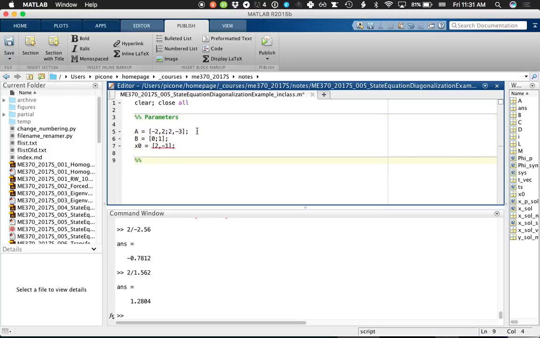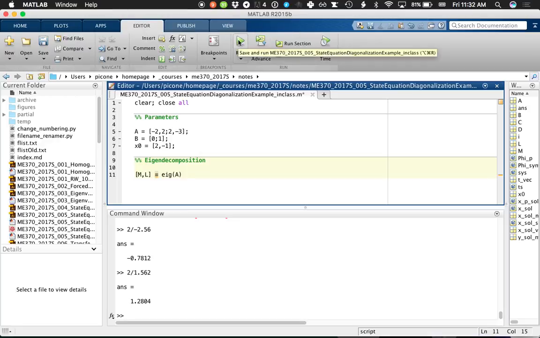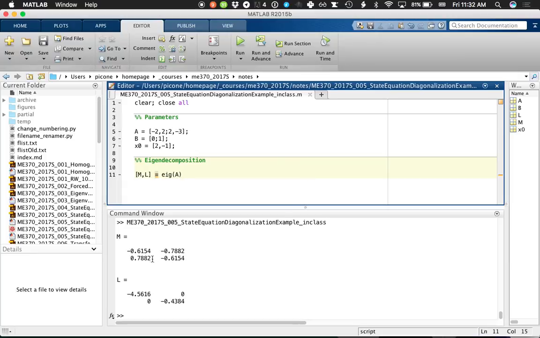So then we'll do the eigendecomposition. And the syntax is modal matrix, eigenvalue matrix equals eig of A, right? And let's just print that. Let's just see what it does. So there's our eigenvector matrix, our modal matrix, and here is our eigenvalue matrix.